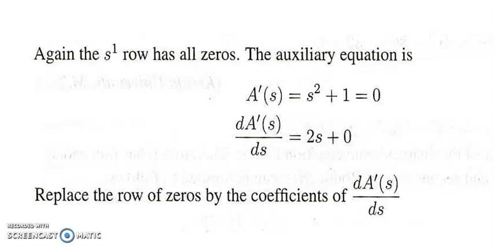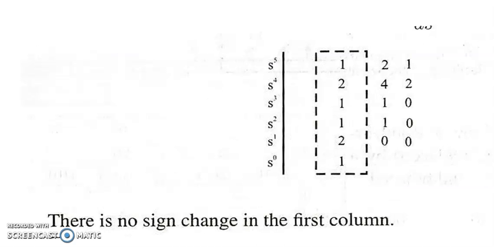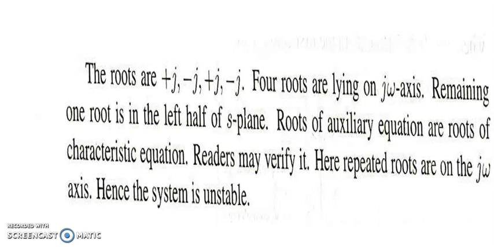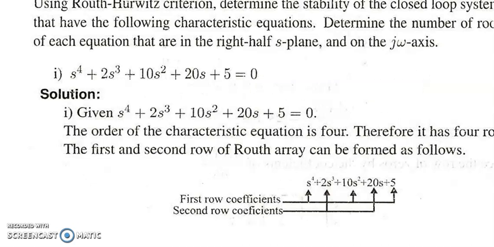So you again take an auxiliary equation, replace the row of zeros by coefficients of dA star by ds. Now if you see, there is no change in sign in the first column. However, the roots plus j, minus j, plus j, minus j, there are 4 roots lying on the j omega axis. Remaining 1 root is in the left half of the s-plane. The roots of the auxiliary equation are the roots of the characteristic equation. Here repeated roots are there on the j omega axis. Hence the system is unstable.